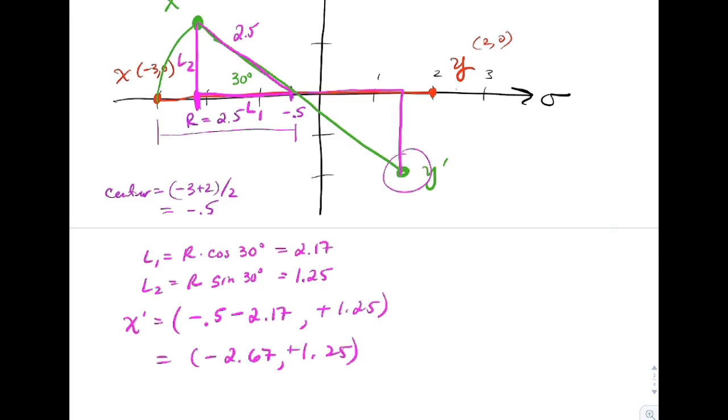Right, so this is the exact same triangle right there of 30 degrees. Therefore, that would be L1. So that would mean that Y prime would be at -0.5 plus L1. So plus 2.17 comma minus 1.25. So the coordinates of Y prime would be 1.67 comma minus 1.25.